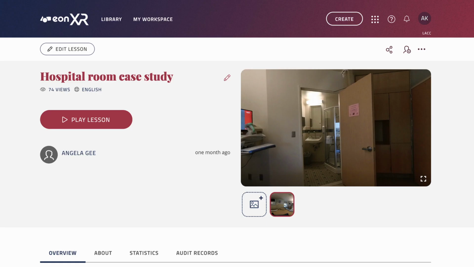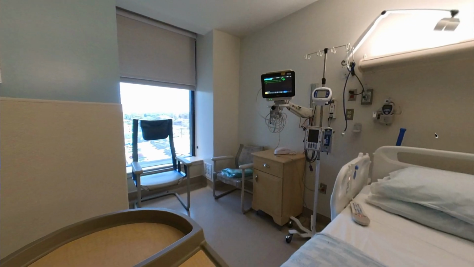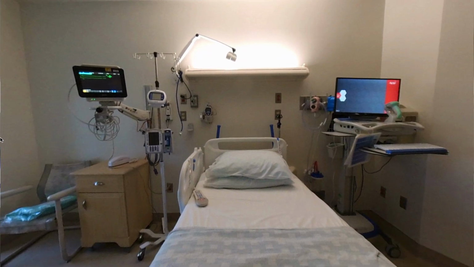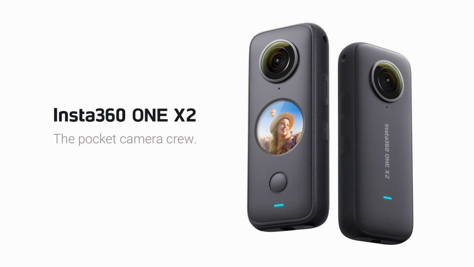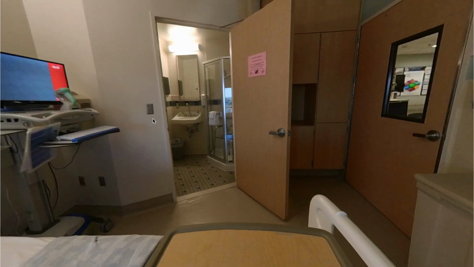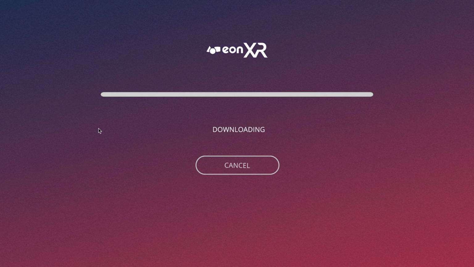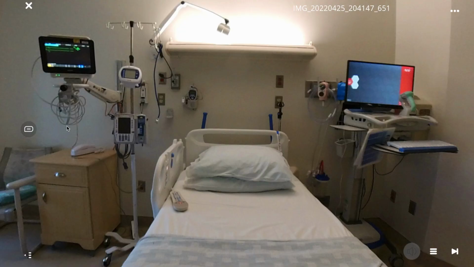So this is a really important way that you can expose students to the actual clinical environment that they hope to work in one day. The great thing about this program is they provided all of the equipment for us, and one critical piece of equipment was a 360 camera. I took a 360 image of an actual hospital room and then loaded it onto the EON app and then went ahead and built from there.